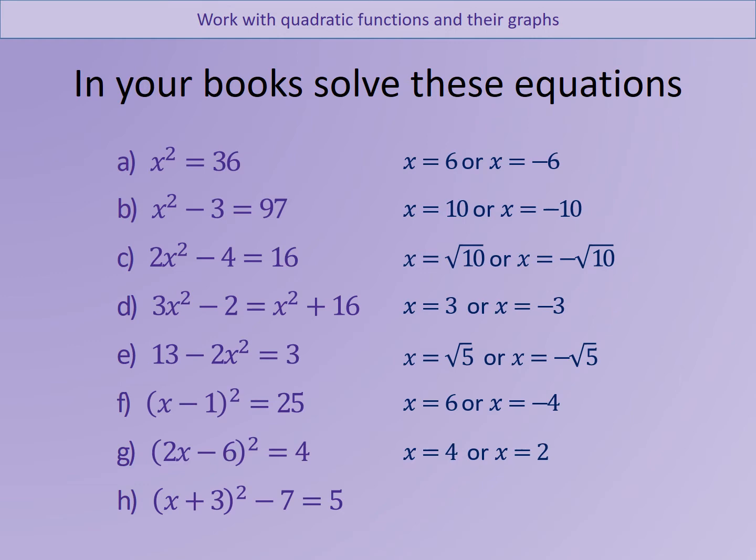And then finally, same again, add 7 to both sides to give you x plus 3 all squared equals 12. Then take the square root, which will be root 12 or minus root 12, and then take away 3. And as you can see here, that's how we would present our answers.